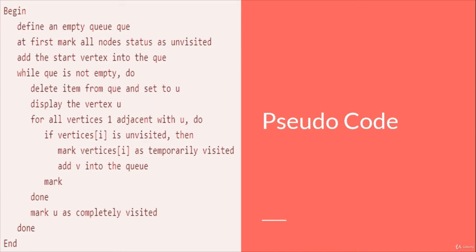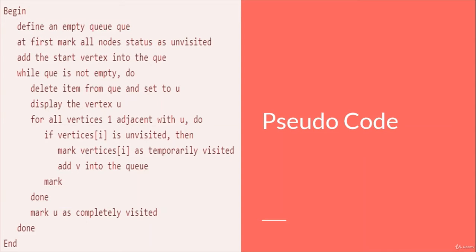There is a pseudocode which explains the functioning of BFS easily. In the first step, we begin with the functions. Firstly, we define an empty queue and mark all the status of nodes as unvisited. Then we add the start vertex into the queue. Further, we use a while loop which works until the queue is empty and performs iterative operations. Here we first delete an item from the queue and set it to U. Then we display the vertex U.